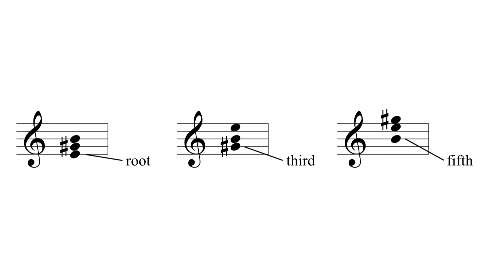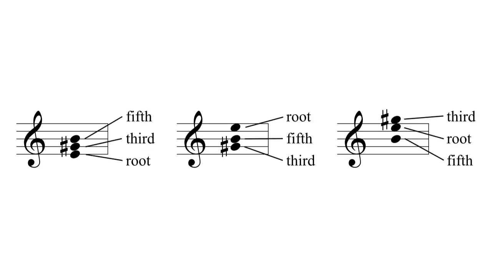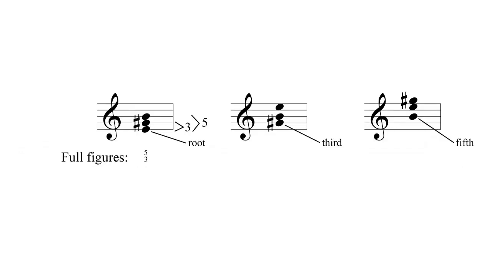This example shows three positions of an E major triad. On the left, the root is in the bass. In the middle, the chordal third is in the bass, and on the right, the chordal fifth is in the bass. All three of them are E major triads, and they only differ by which note is in the bass. In all three of them, the E is the root, the G sharp is the chordal third, and the B is the chordal fifth.